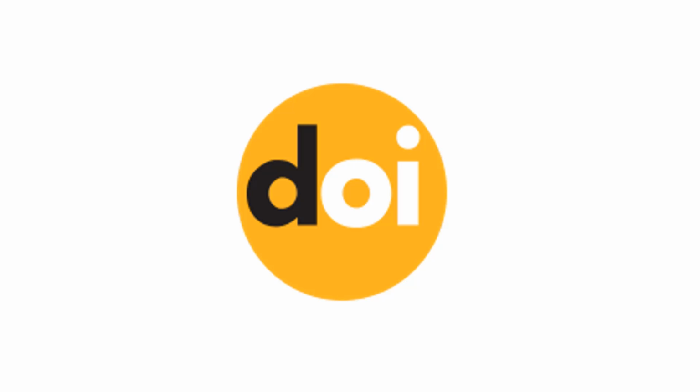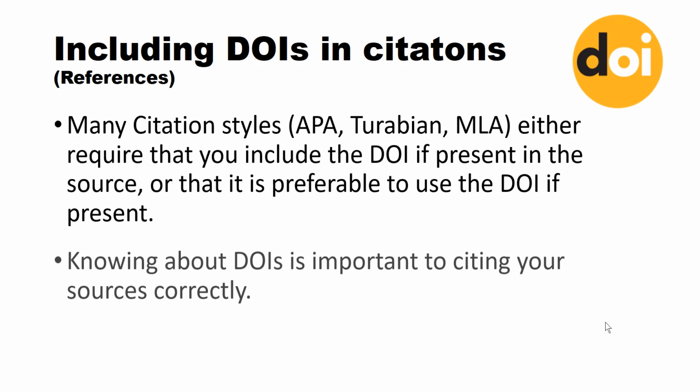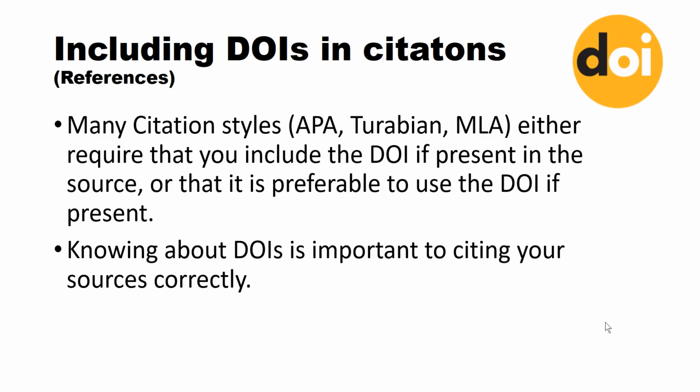As a student doing research, you will encounter many different kinds of resources. When you get ready to cite these resources, you will find that many citation styles require that you include the DOI in the citation. Many citation styles, including the APA, Turabian, and the MLA, either require that you include the DOI if present in the source, or that it is preferred to use the DOI if present. Knowing about DOIs, therefore, is important to citing your sources correctly.